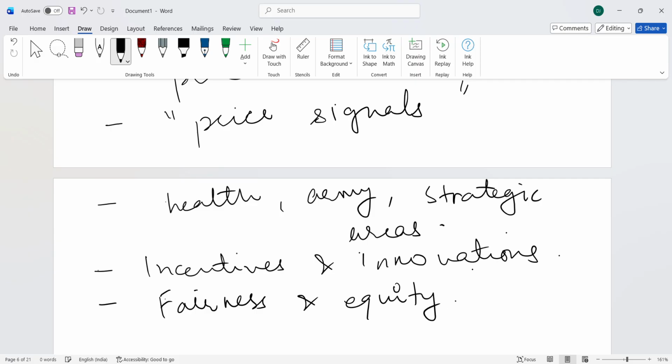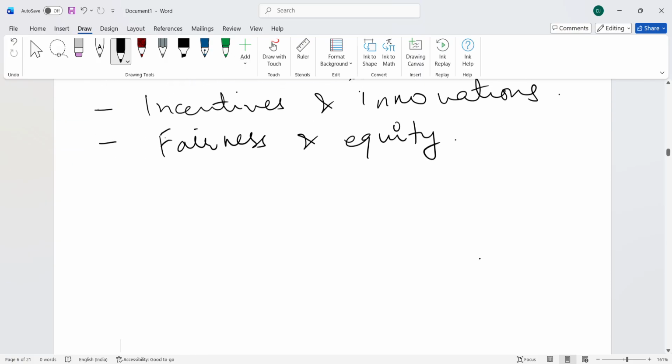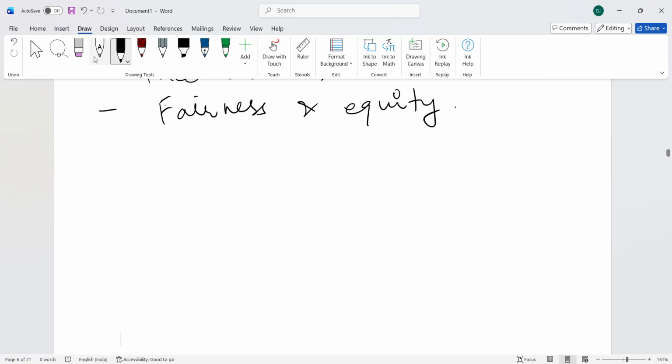Because everything is profit oriented, everything is done on the basis of price. So, yes, there could be less fairness and less equitable distribution of income in this kind of an economy. All right. Before that, let me introduce the third economy as well.